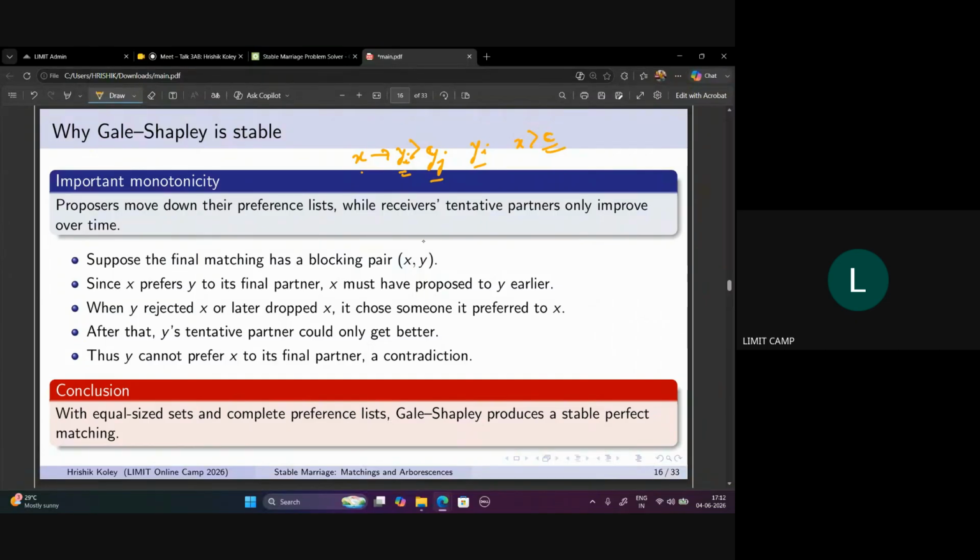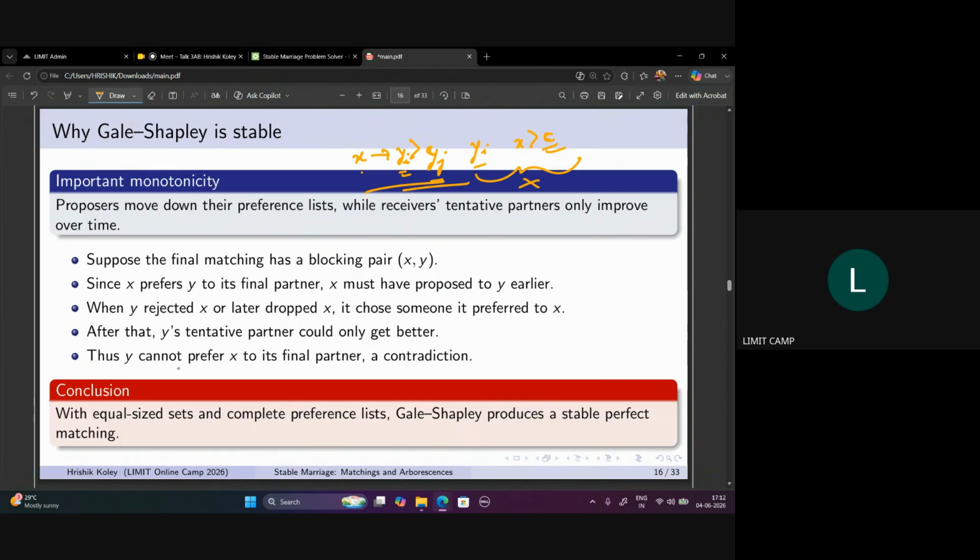So what happens is that YI can only reject X if the edge it had was already better for it, or maybe it formed an edge tentatively with X and then it found a better proposal, so it broke off that edge and then formed a new edge. So this condition, while it might hold true, cannot hold true.